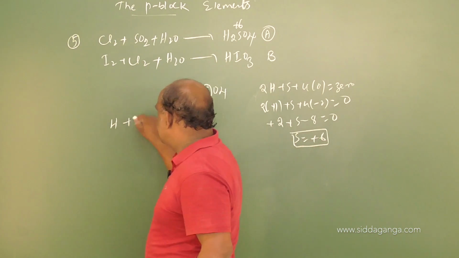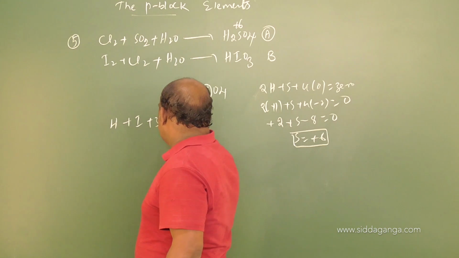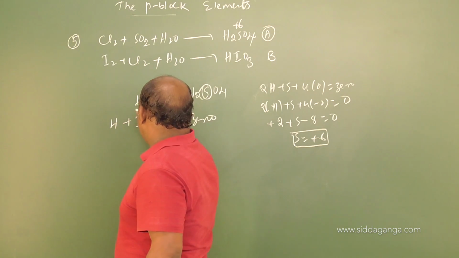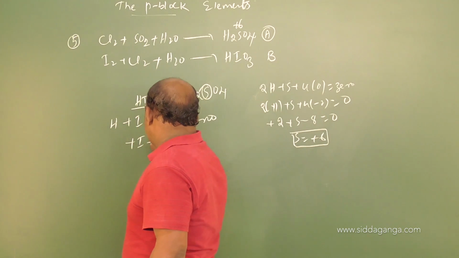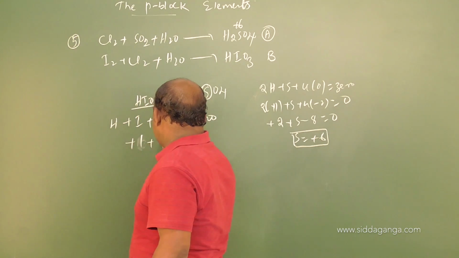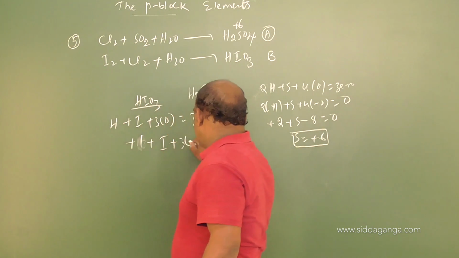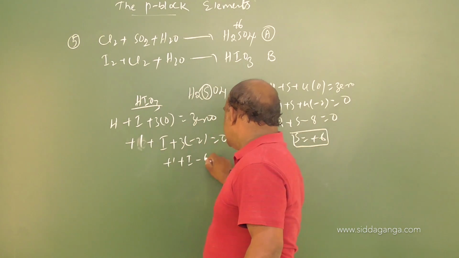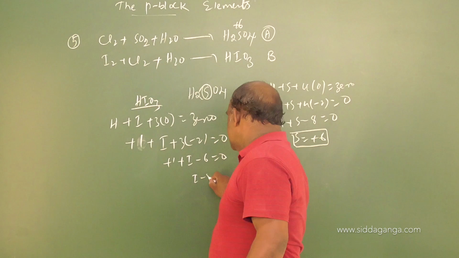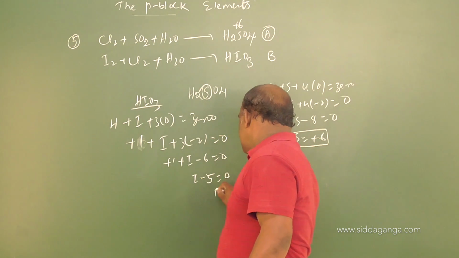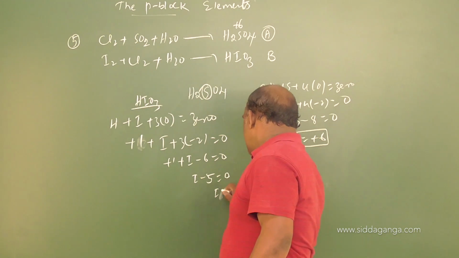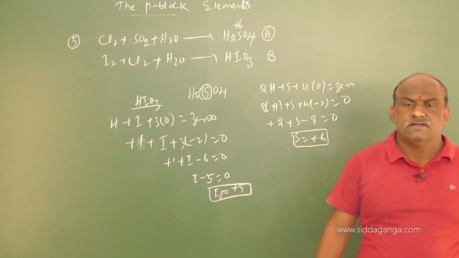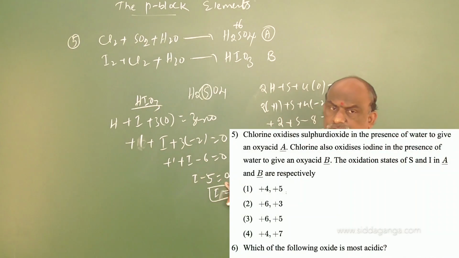So for iodic acid, H plus I plus 3O is equal to 0. This is HIO3. Hydrogen is plus 1, iodine as it is, plus 3 into minus 2 is equal to 0. So plus 1 plus I minus 6 is equal to 0. I minus 5 is equal to 0. Then I is equal to plus 5. I is equal to plus 5 is the right answer for question number 5.